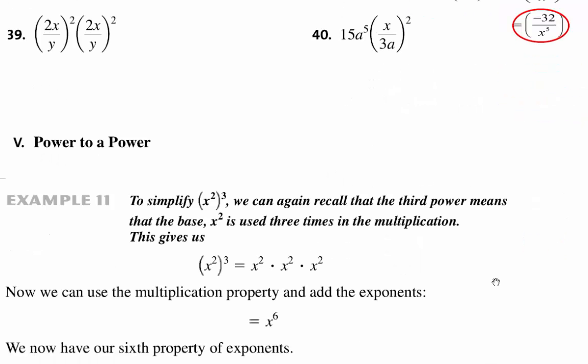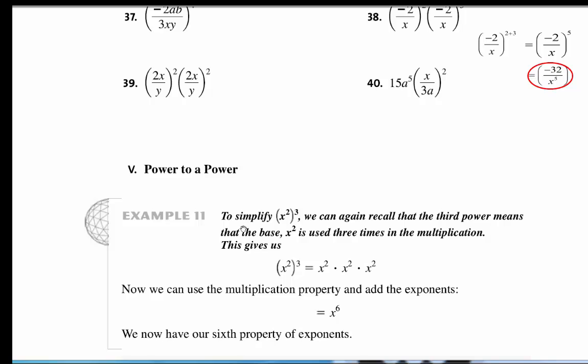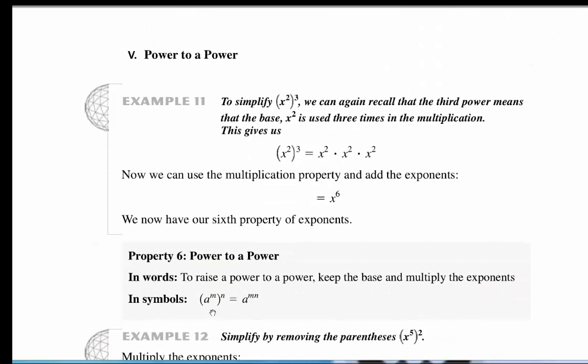The next topic is going to cover a power raised to a power. So the power to a power property, essentially, if we have a base raised to an exponent, and that's raised to a power, we can multiply the exponent and the power. So when you look at example 11, where we're asked to simplify x squared cubed, if we multiply the 3 and the 2, we end up with x to the 6th.